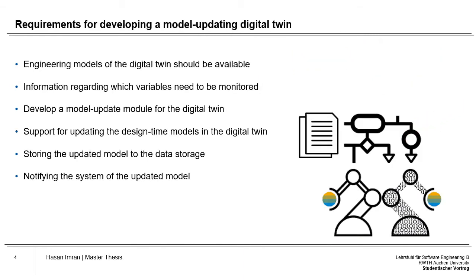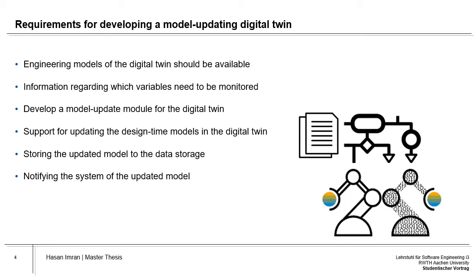So what are the requirements for developing a model updating digital twin? So I think the first requirement is that we have to have the engineering models available. Then we have to have information regarding which values we need to monitor for the digital twin. Then we would also need to add a module inside the digital twin which supports the updating of models. And then we would need a mechanism which actually updates the design time models, which takes the design time models as input and produces updated models for the injection molding machine.